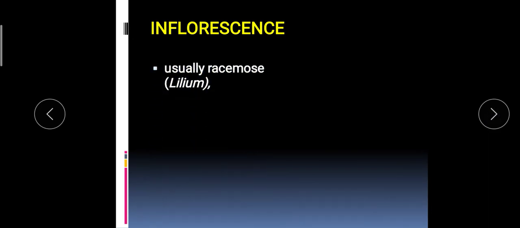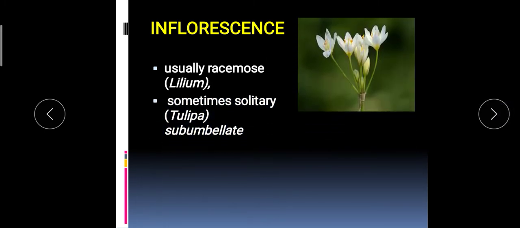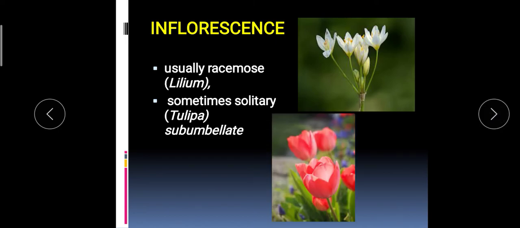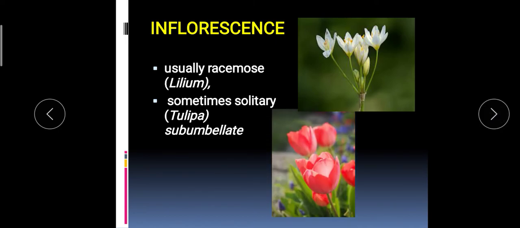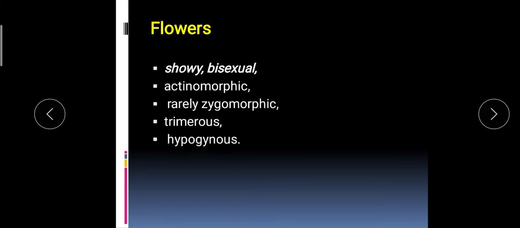Inflorescences are usually racemose, and sometimes they may be solitary or umbellate, subumbellate. Daffodil is an example, and tulip is an example of solitary flowers, and the racemose condition is a very common one. Then looking into the flowers: they are showy and bisexual, large bisexual flowers.